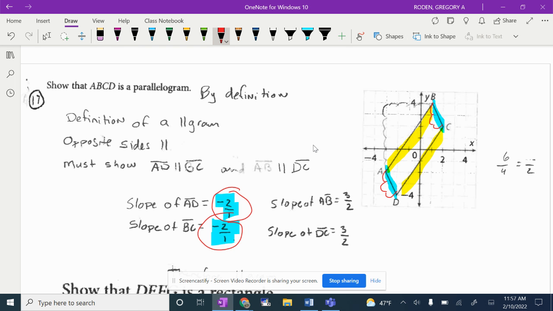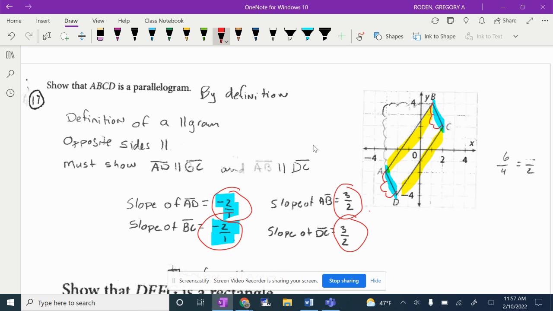Now, on the other red sides, we go up, I can't remember, it was 6 and 4, I believe. You go up 6 and over 4, and you reduce it to get 3 over 2. And the same thing with the other one. You go up 6 and over 4, and that reduces to 3 over 2. So those two have the same slope.